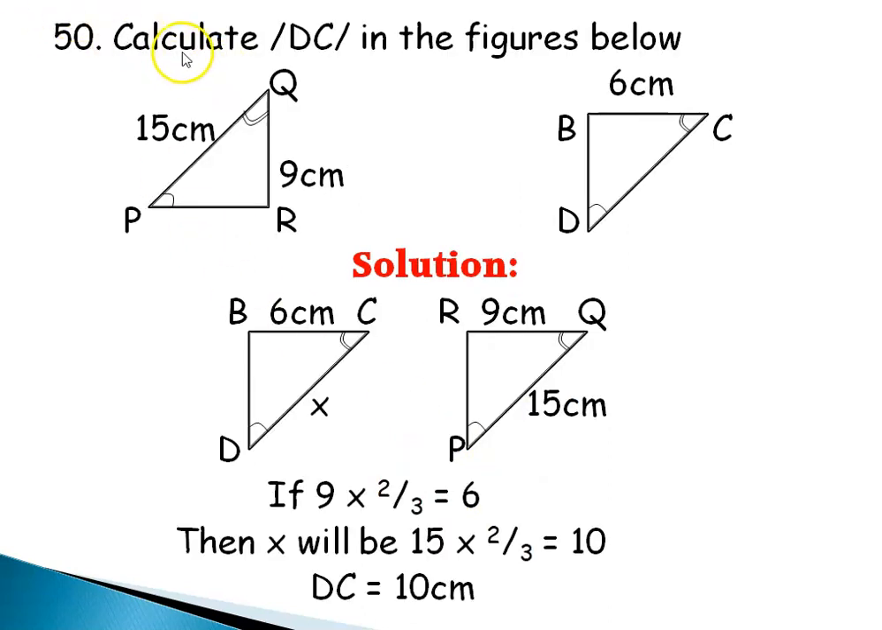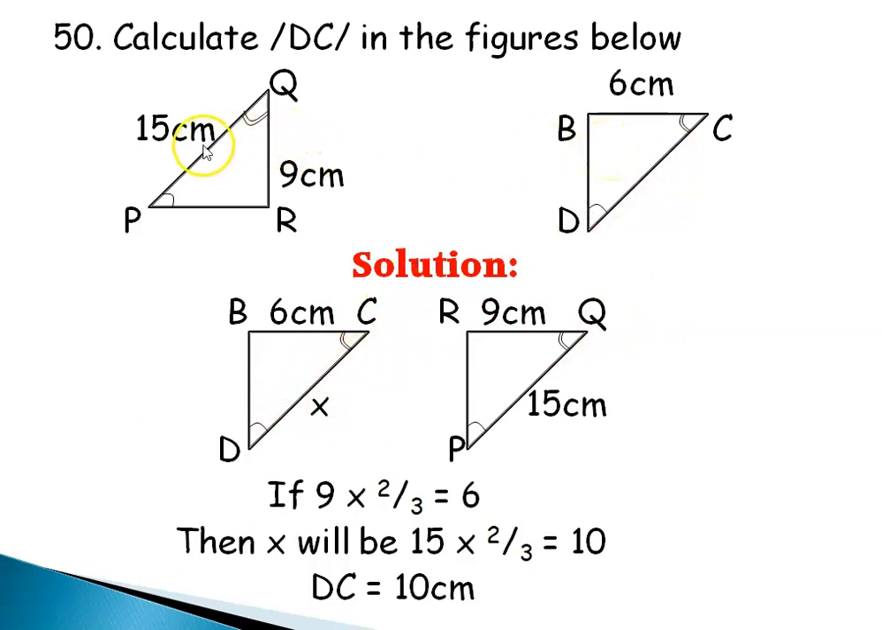Question 50. Calculate DC in the figures below. Alright, these triangles can be called similar triangles because by the time I rotate this, I can rotate it to also be in this same direction. So all I need to do is to turn this the other way, and then this face will face here. So by the time I turn, I'm going to have something like this. My RQ will be here, and then my PR will be here.